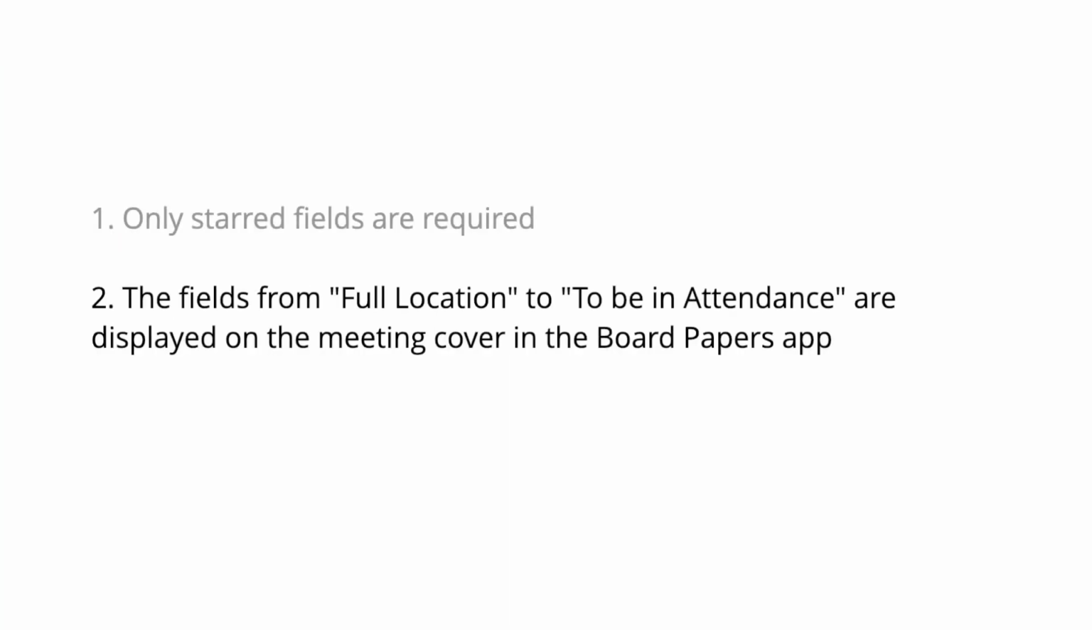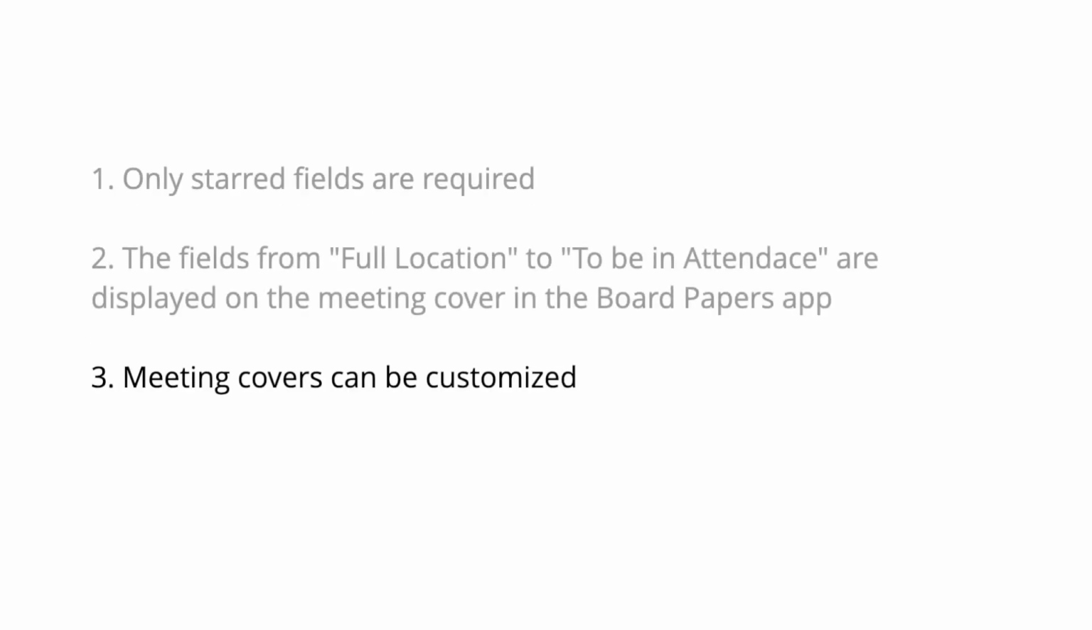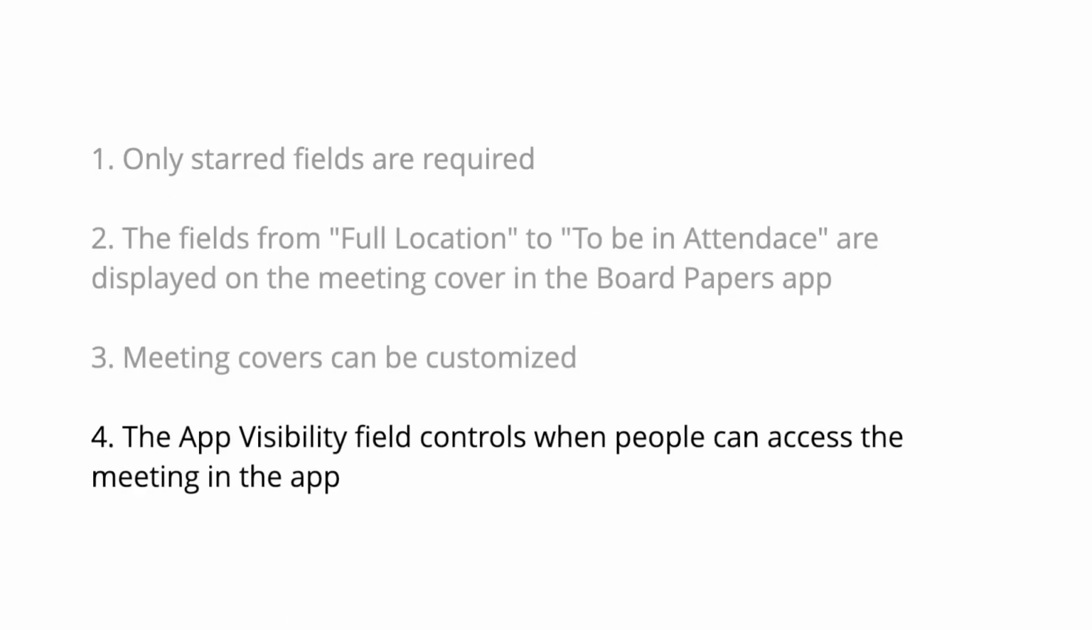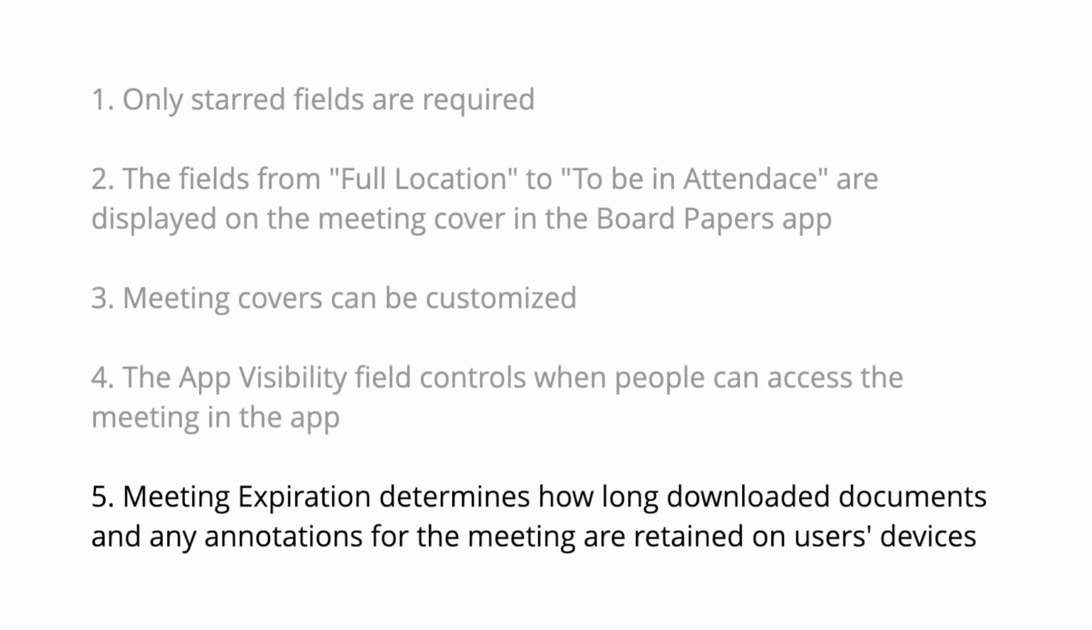To recap, only starred fields are required. The fields from full location to be in attendance are displayed on the meeting cover in the Board Papers app. Meeting covers can be customized. The app visibility field controls when people can access the meeting in the app. Meeting expiration determines how long downloaded documents and any annotations for the meeting are retained on users' devices.